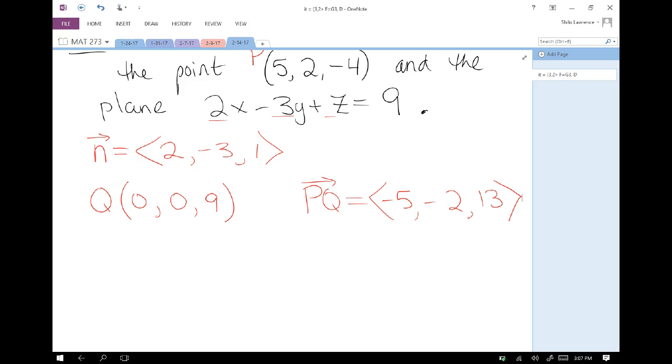And we only want to know how long it is. We don't want to actually know what the vector is. We just want to know how long that is. So it's really a scalar projection. So we want the absolute value of PQ dot n over the magnitude of n. We might not need the absolute value, but just in case, because sometimes these come out negative.